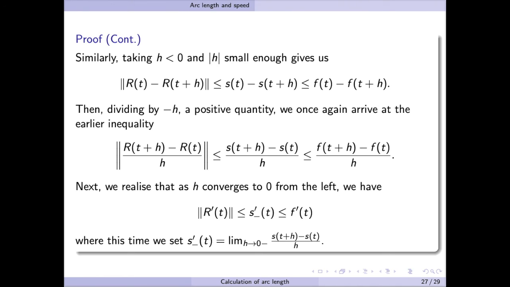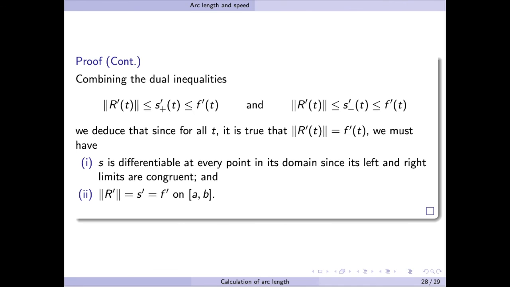To denote the left derivative of s at t, we use the notation s prime sub minus of t, which is the left limit as h approaches 0 of (s(t+h) − s(t))/h. Next, combining the dual inequalities, namely the norm of r prime of t is less than or equal to the right derivative of s at t, which is less than or equal to f prime of t, and the norm of r prime of t is less than or equal to the left derivative of s at t, which is less than or equal to f prime of t.